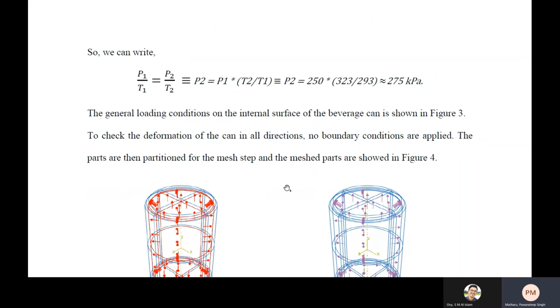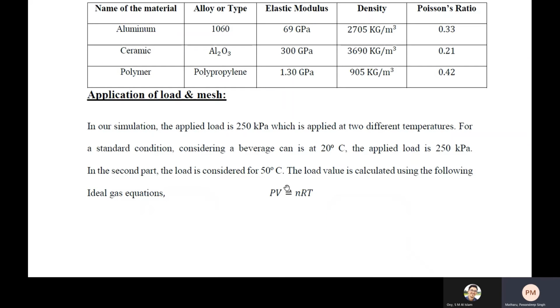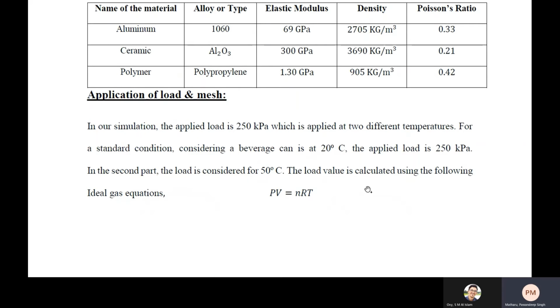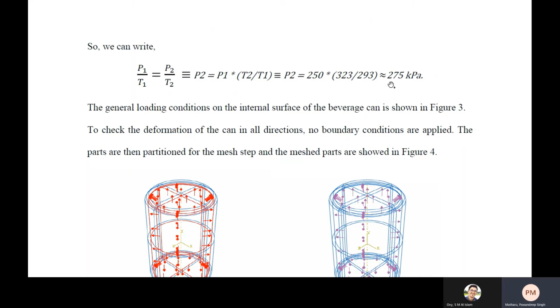After this, we were asked to apply a loading of 250 kilopascal at 20 degrees Celsius. And after that, we were also asked to see what load we are getting at 50 degrees Celsius, and we can apply that to solve the same analysis at 50 degrees Celsius. So we use the ideal gas equation, PV is equal to nRT, and we solved for it, and we got the value of 275 kilopascal.